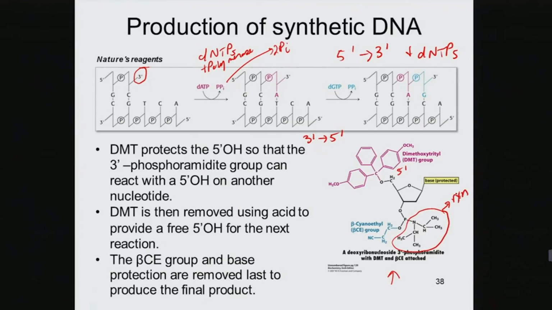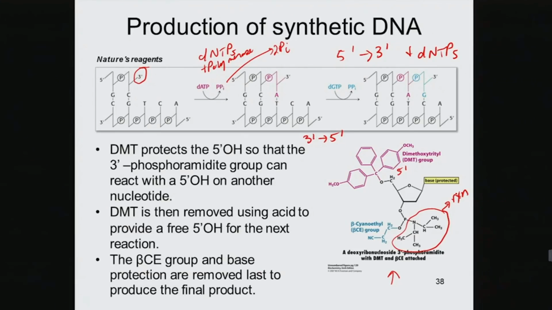After you've got nucleotide incorporation, we're going to remove that DMT to make a free 5' hydroxyl, which is needed for the incoming modified deoxyribonucleoside. And then at the end, you're going to cleave off the beta-CE group and anything that's protecting the bases when you synthesize the DNA. Okay, are we clear on this? We're going in the 3' to 5' direction, and we're going to use these modified deoxyribonucleosides to make synthetic DNA.